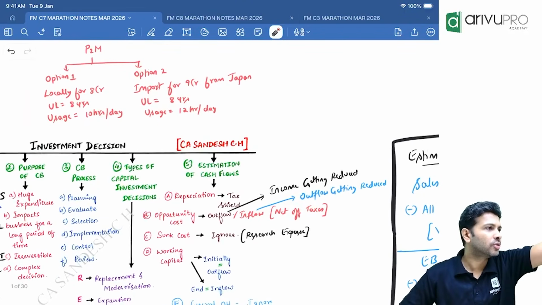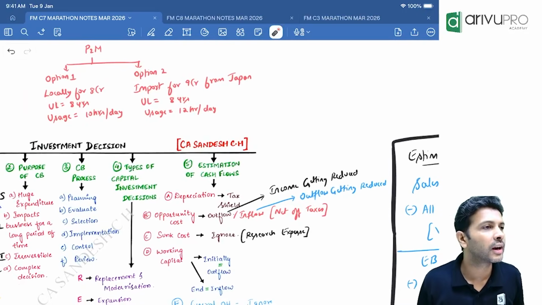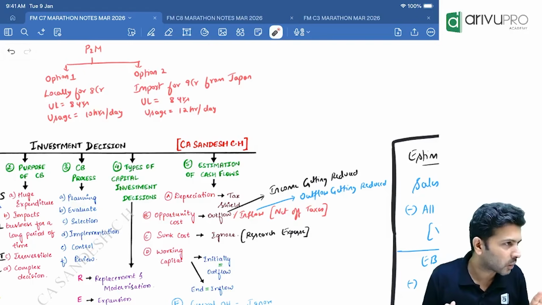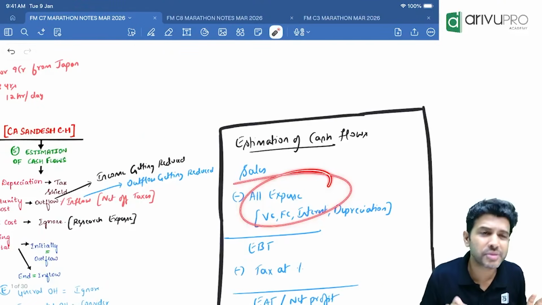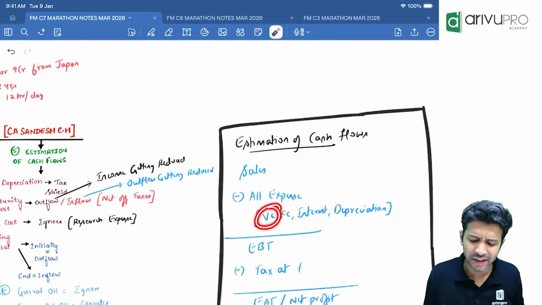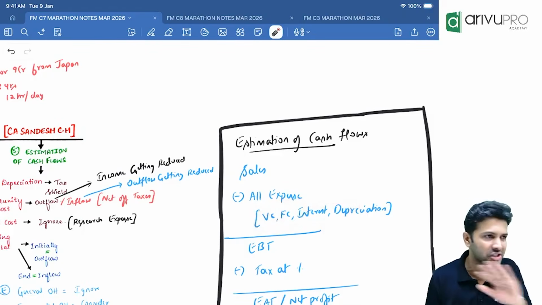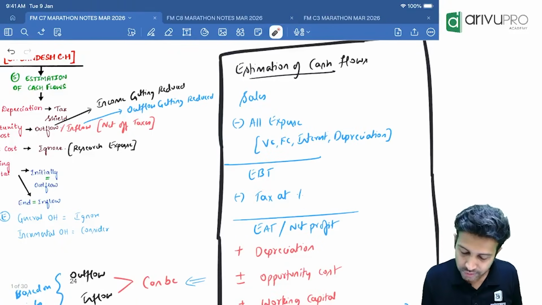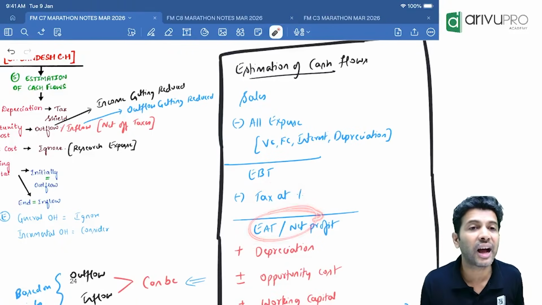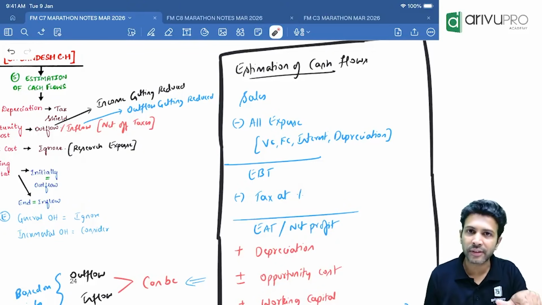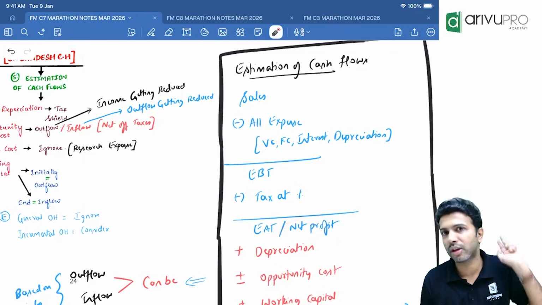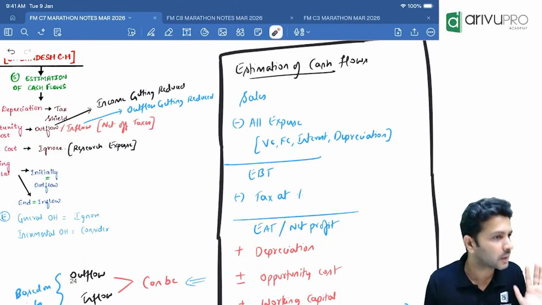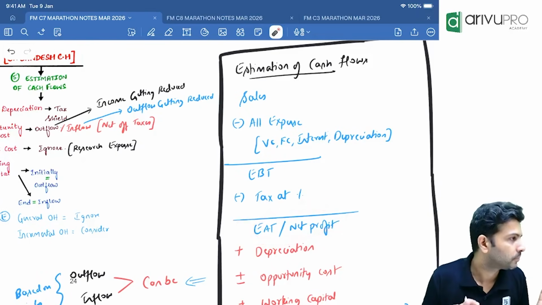From sales, you reduce variable cost, and you will get contribution. Contribution minus fixed cost. That exact format is not required here. From sales, if you reduce all expenses, which could be variable cost, fixed cost, interest, depreciation, everything put together, automatically you will get earnings before tax. From that, you reduce tax and you will get earnings after tax. This earnings after tax or profit after tax, another name is net profit. Whenever in FM they use net profit, or for that matter even in accounts, it is always profit after tax. Till here, normal protocols.